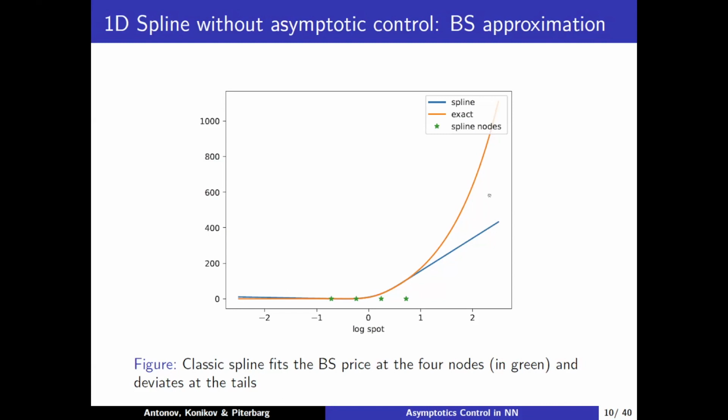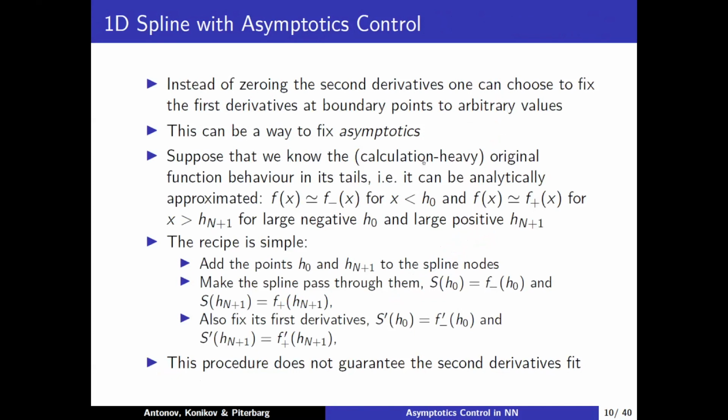Now, let's see if we can control the asymptotics of this spline. Instead of 0 in the second derivative, we can choose to fix the first derivatives at boundary points to an arbitrary value. So we can have this hint to fix asymptotics. Suppose that we again know the original function in its tails, and we know the asymptotics analytically. So f minus will be asymptotic starting at some far point h0, and f of x equals f plus for x more than h n plus 1. So the two extra points lie outside of our initial points.